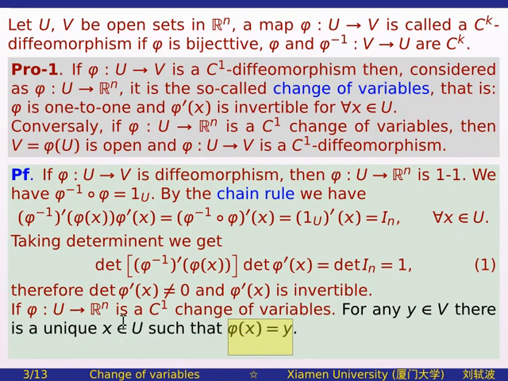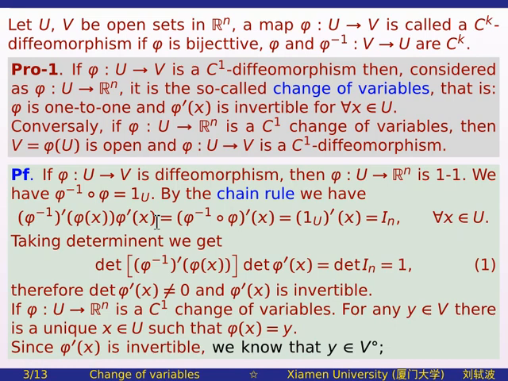Moreover, because phi is a change of variables, it is 1 to 1. So for the given y, such an x is unique. Moreover, the derivative matrix is invertible. So by the inverse function theorem, we know that y is in the interior of V. This is a corollary of the inverse function theorem we discussed when we studied the inverse function theorem and the implicit function theorem. We know this, okay?